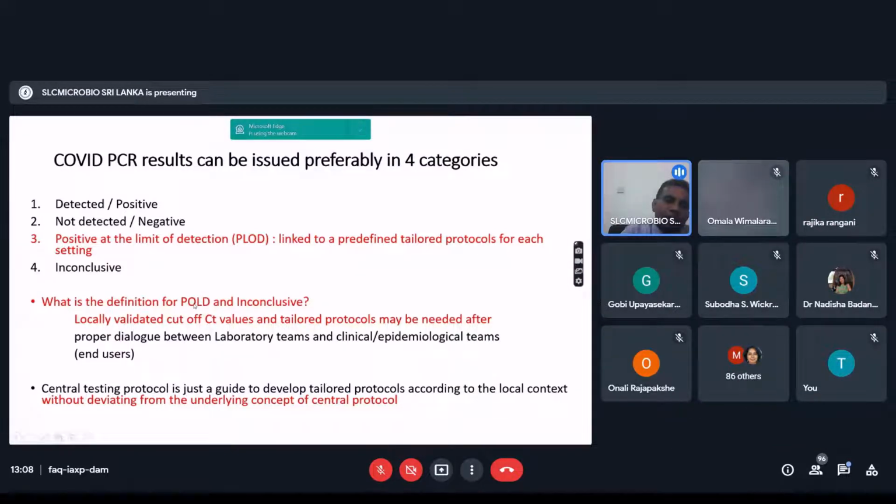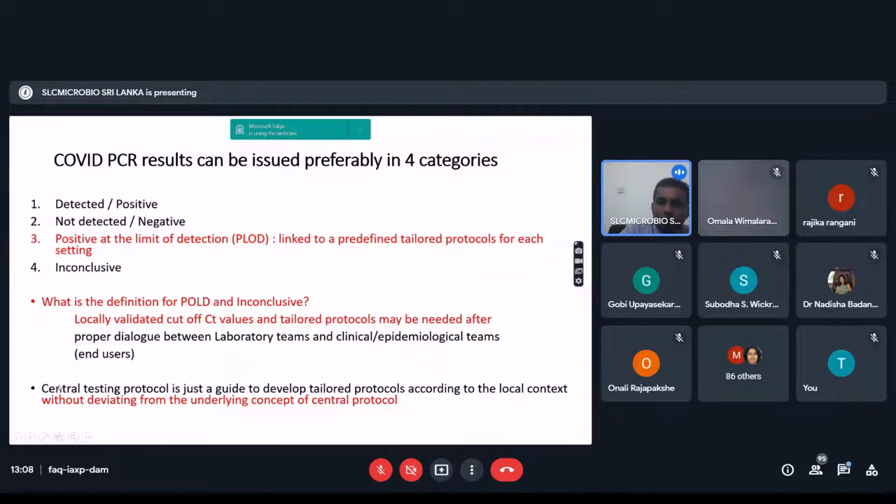So for the definition of PLOD and inconclusive, again, as I said earlier, we can have a locally validated CT cutoff and also agreed tailored protocols with the end user to negotiate these results. That's the way that we can ignore unnecessary results and put more weight on potential marginal results.